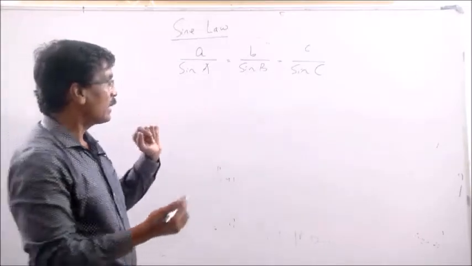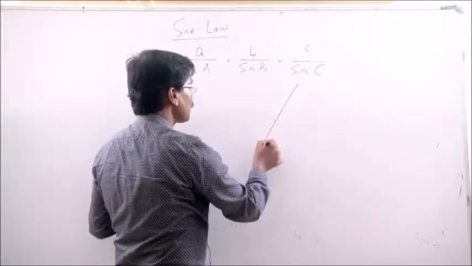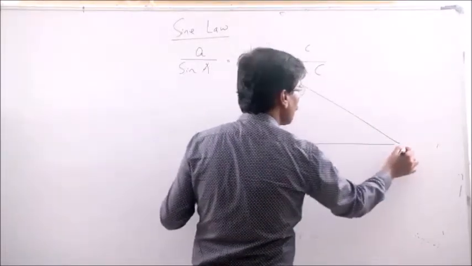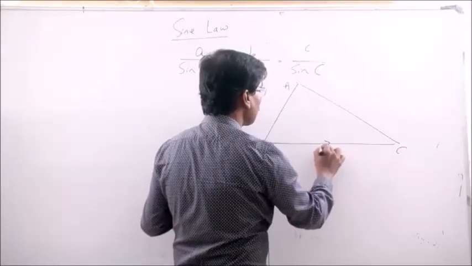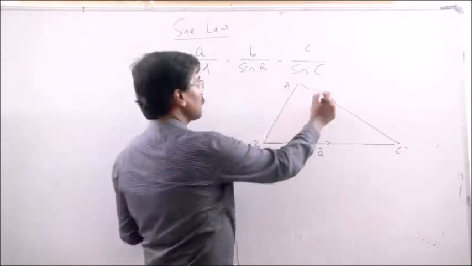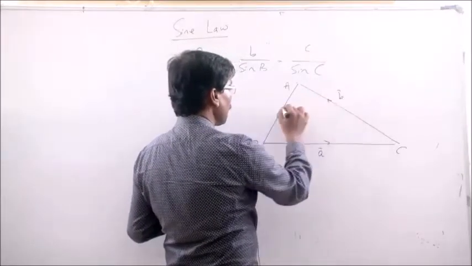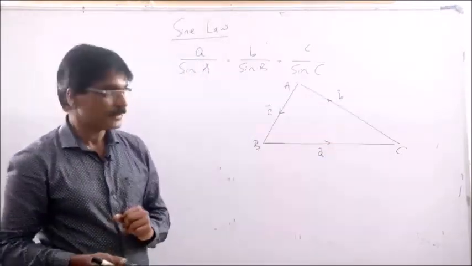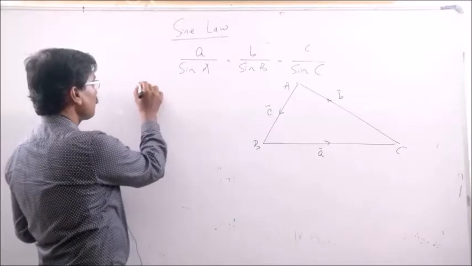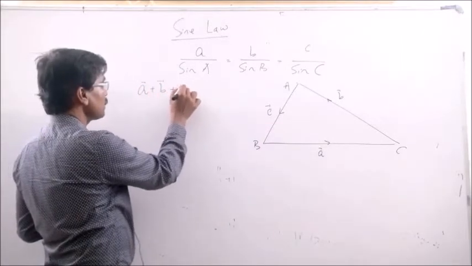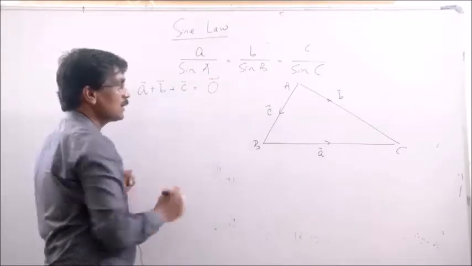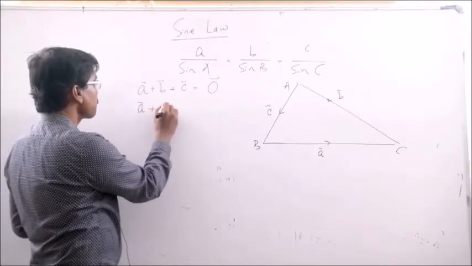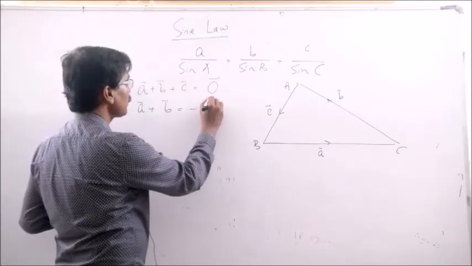That is, in a triangle, suppose ABC is a triangle, and the vector AB is a vector, BC is b vector, and CA is c vector. So we take the three vectors in a cyclic order. So obviously the sum of three vectors in a cyclic order is zero vector. So a plus b plus c is equal to zero vector. So a plus b is equal to minus c vector.